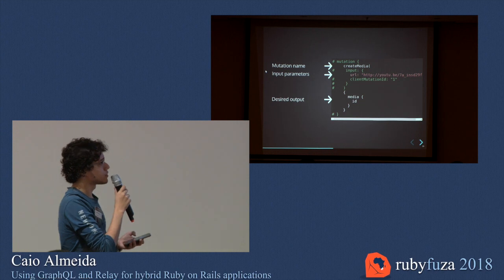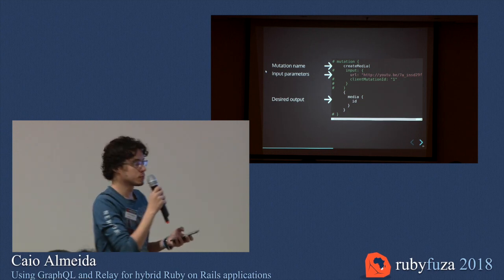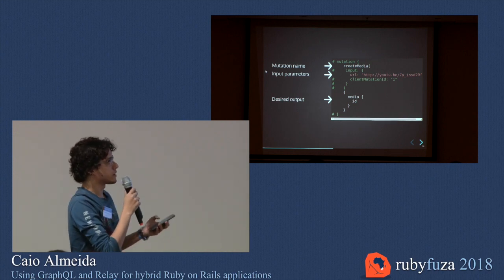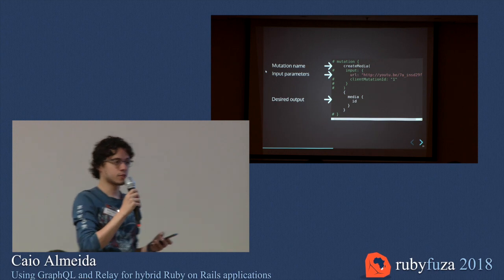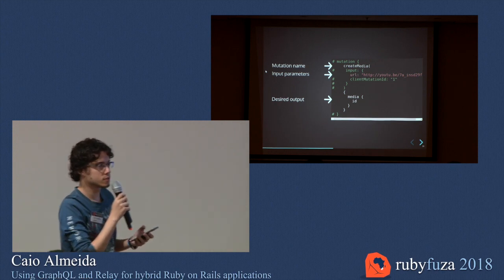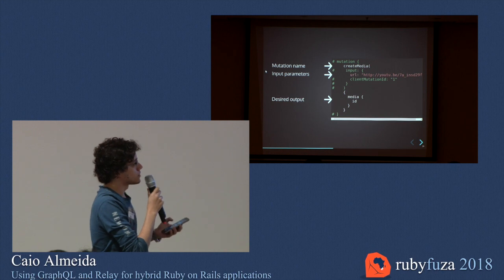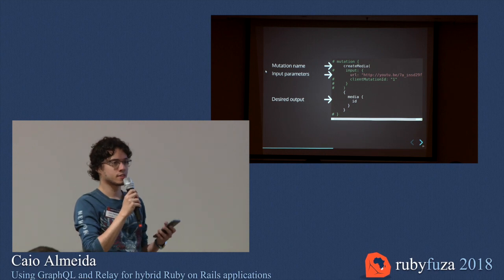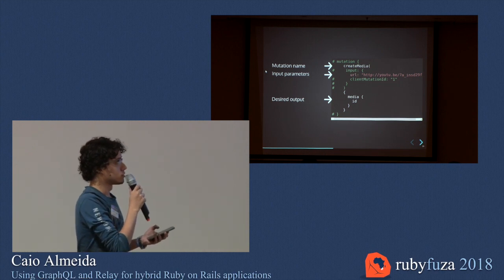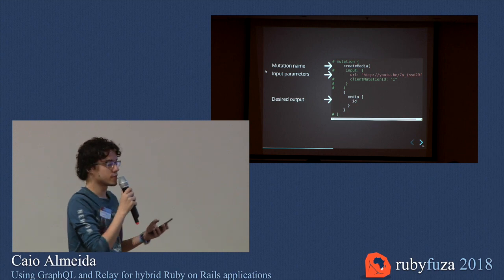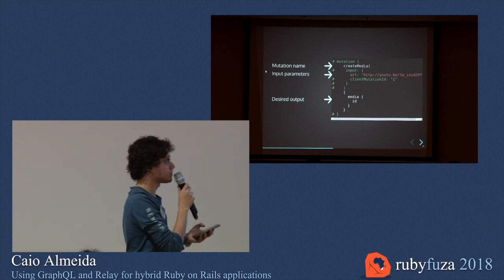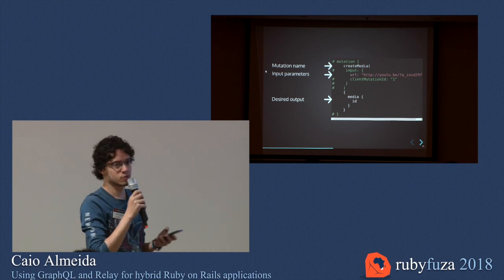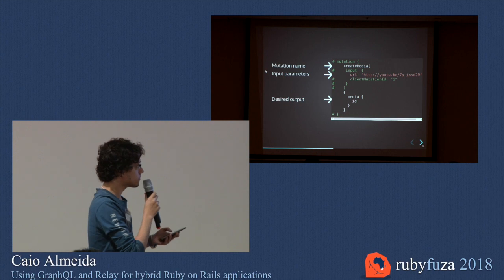So we have a mutation name, and then we define the input parameters to it, so the stuff that we're going to send. A client mutation ID is always required as well, just to keep in sync between the backend and the front end. And in the last block, you define what you want the backend to return to you as a result of that mutation. So in this example, I'm calling a mutation to create a new media based on a URL, and I expect the backend to return to me the ID of that media that was just created on the backend.